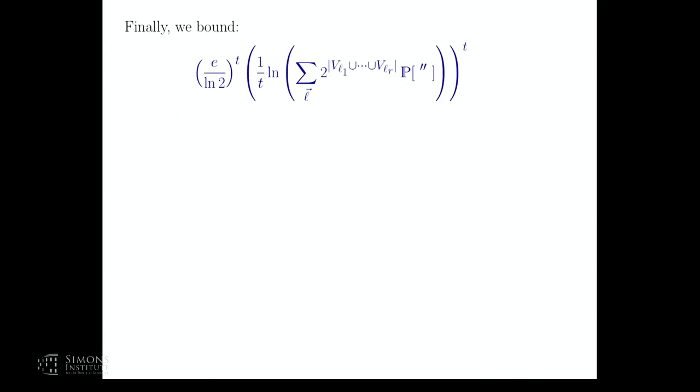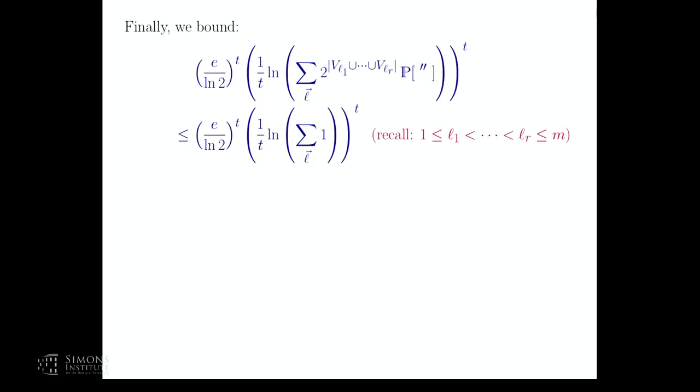Now we're pretty much done. I mean, just a small calculation here. So we were left to bound this. Now we showed that these things multiply to 1, so I just put that 1 in there. Now we simply recall, how many possibilities are there for the L's? Well, I guess that should be M choose R, right? So this is precisely M choose R.